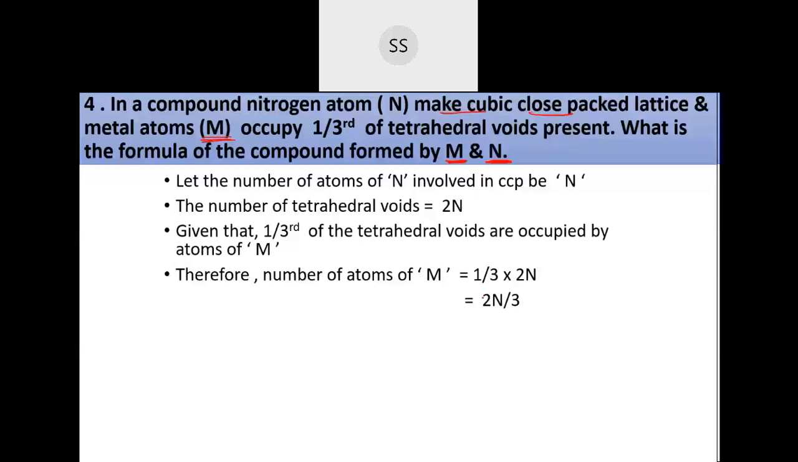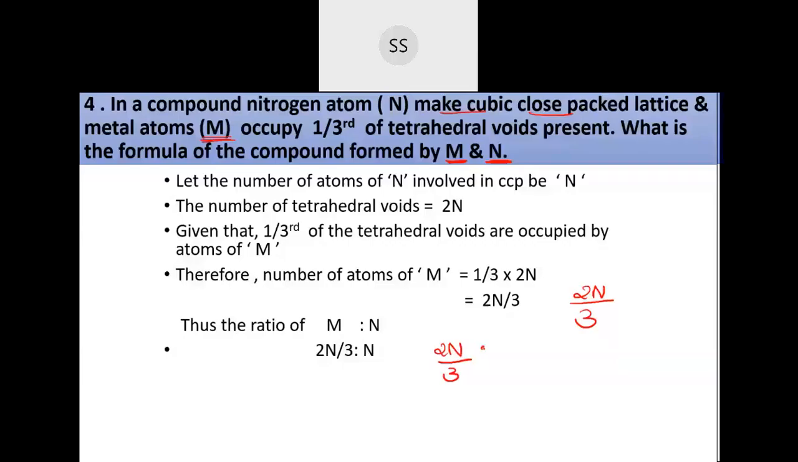This will be the value, you will get 2n by 3. This will be the tetrahedral void which will be occupied by the M atom. Then you take the ratio. So M and N ratio will be how much? M value is 2n by 3 and N value is N itself. So it is in fraction now. It is like this, 2n by 3 is to N.